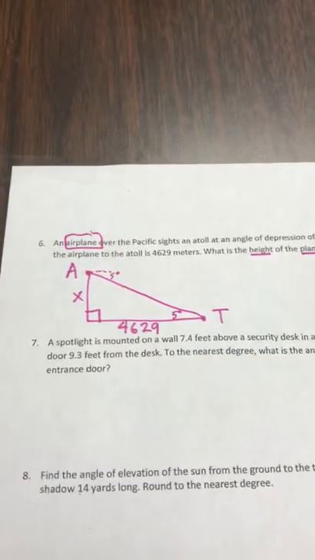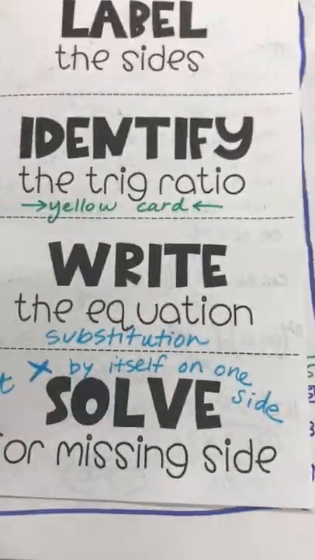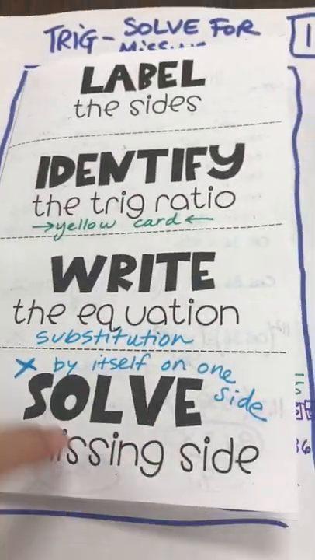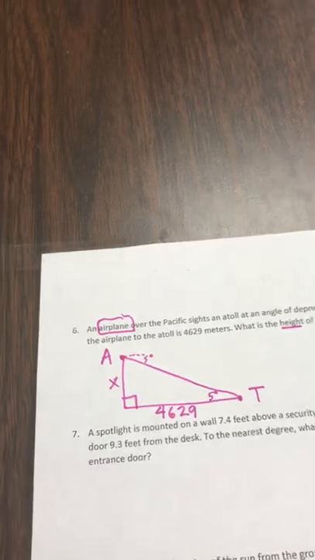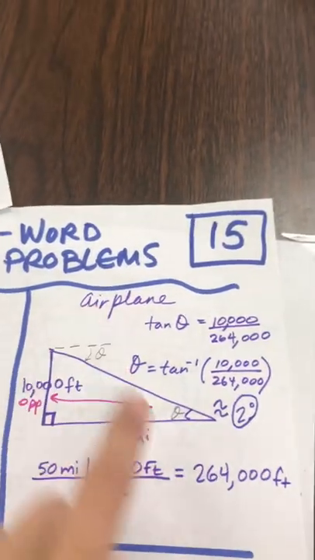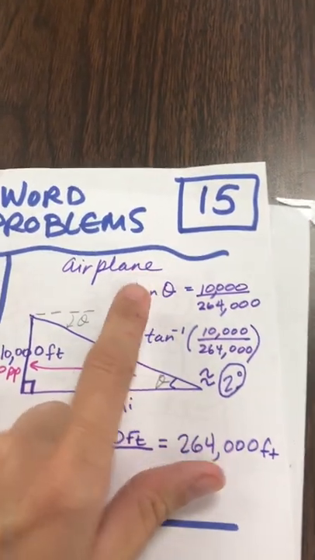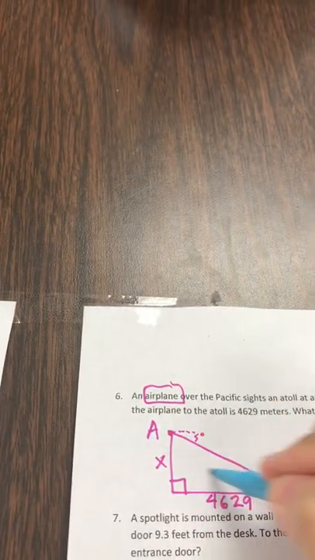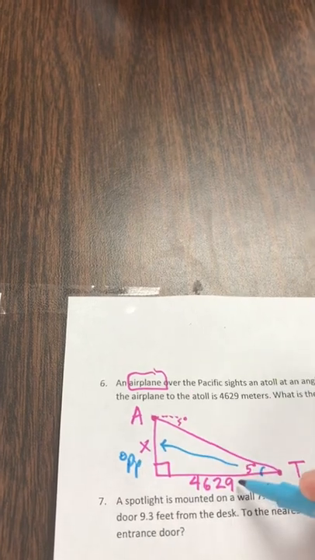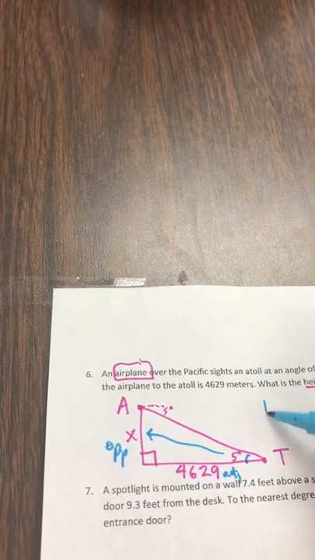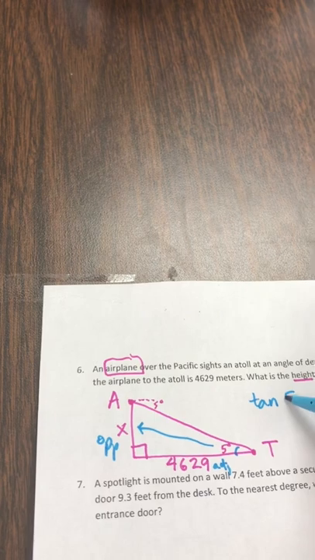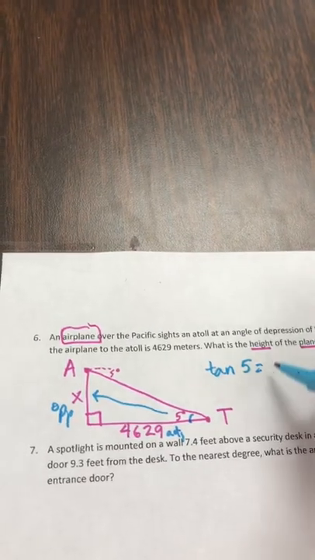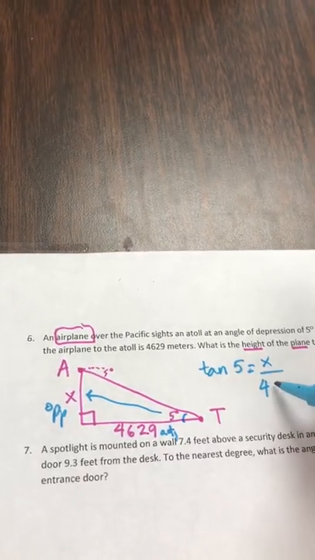Since I'm solving for the missing side, I'm back to using this, because this is what helps me solve for the missing side. Now, in my airplane example, we were solving for a missing angle. So just because it's an airplane problem doesn't mean it's going to be a missing angle or a missing side problem. Okay, so here's my reference angle. I'm going to label this opposite and this adjacent. So the best pick here would be the tangent. So the tangent of 5 degrees is opposite over adjacent.